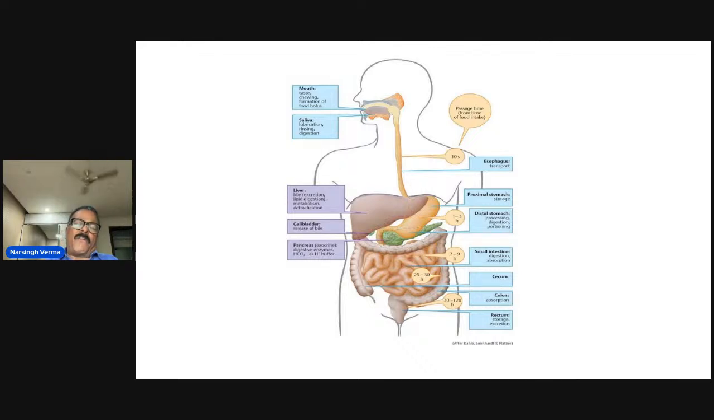Then comes absorption, and for that SGLT1 is very important for absorption of glucose, and other mechanisms are there. Most of the time the absorption is passive in nature.